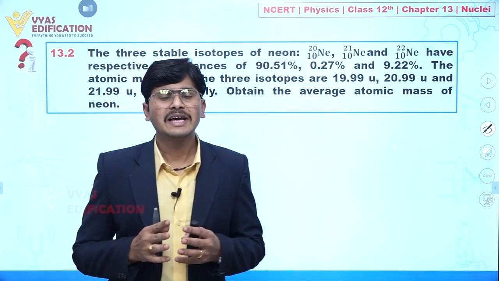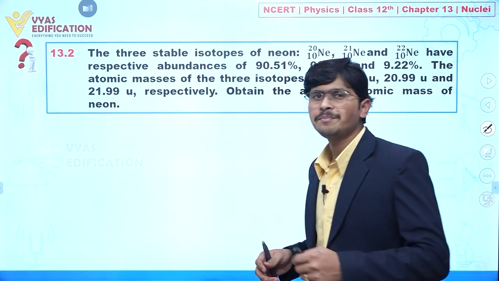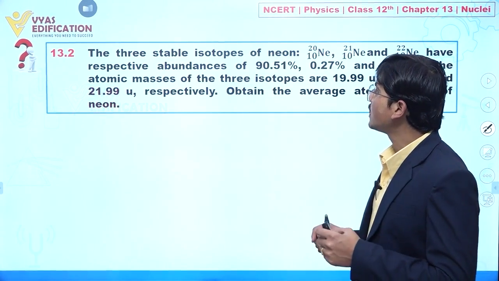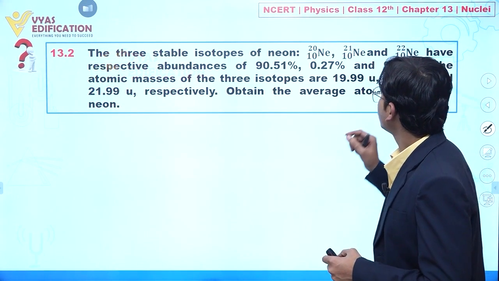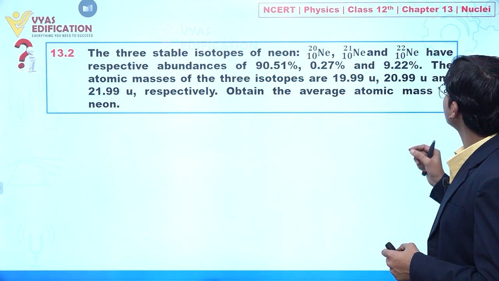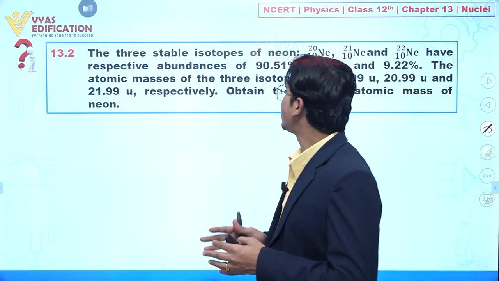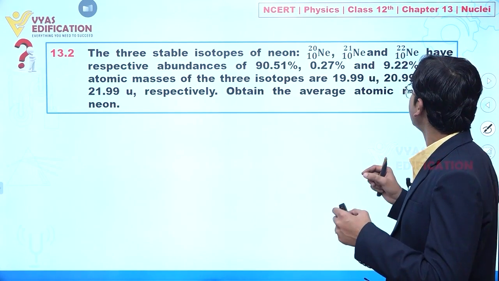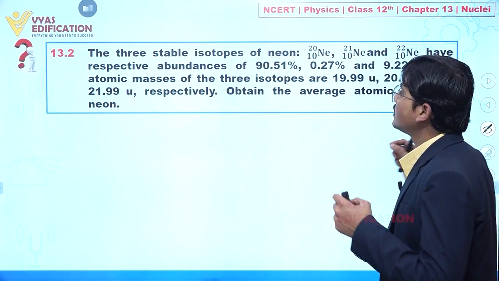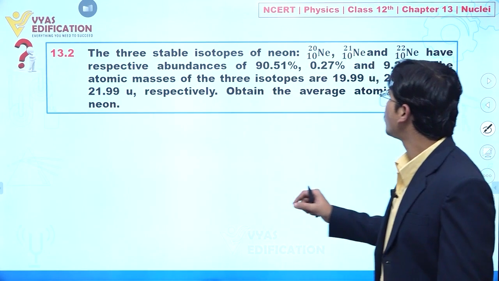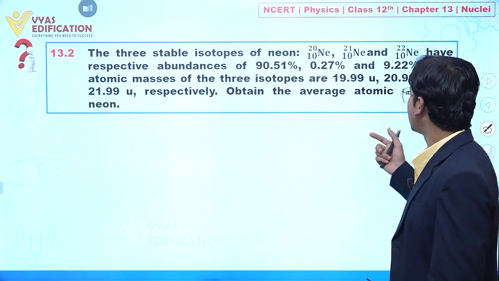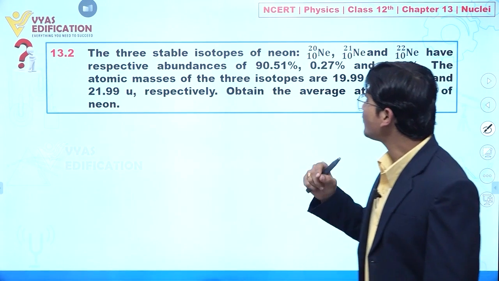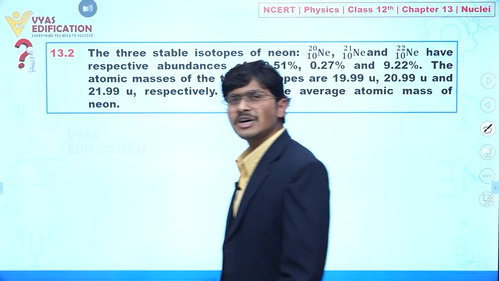Clear? Now students, we are going to discuss question number 13.2. Clear? In this question it is given to you the 3 stable isotopes of neon, neon 20, neon 21 and neon 22, have respective abundances of 90.51%, 0.27% and 9.22%. Clear? The atomic masses of the 3 isotopes are 19.99 u, 20.99 u and 21.99 u. Now we have to calculate what is the average atomic mass of neon.